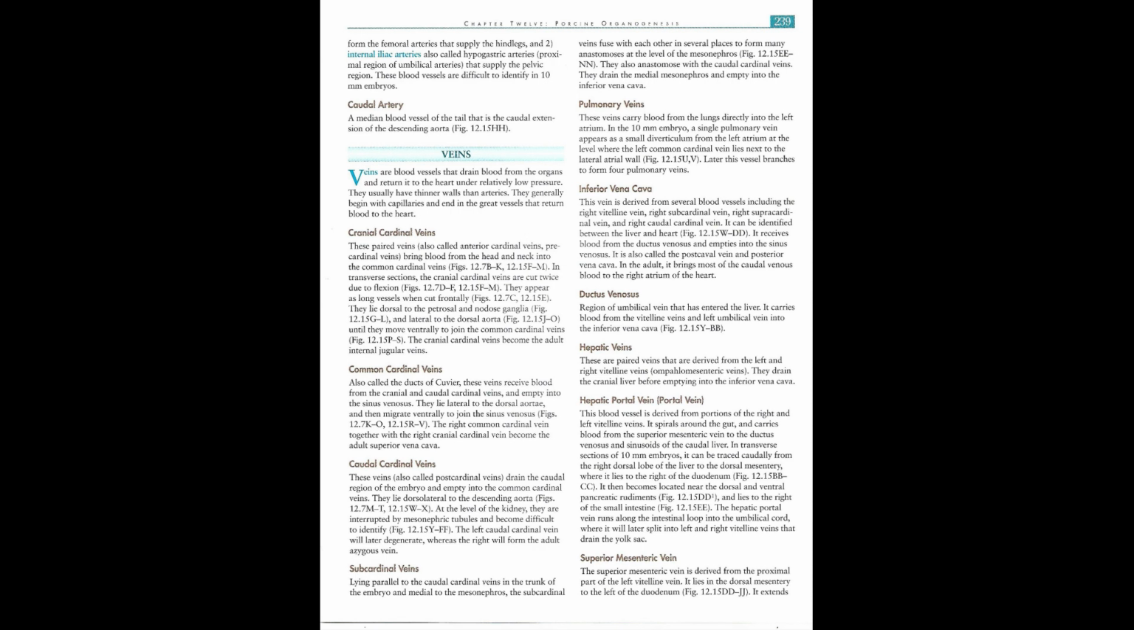They lie dorsal to the petrosal and nodose ganglia, Fig 12.15 gl, and lateral to the dorsal aorta, Fig 12.15 o, until they move ventrally to join the common cardinal veins, Fig 12.15 ps. The cranial cardinal veins become the adult internal jugular veins.